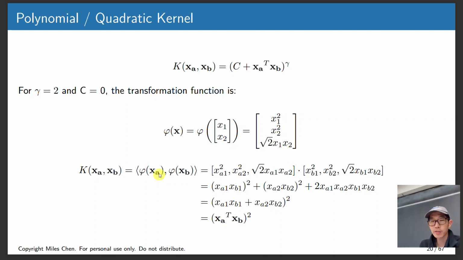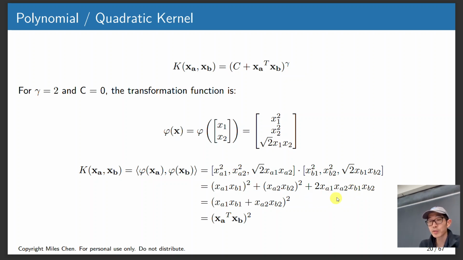Again, if you plug in xa and xb, you get xa1 squared, xa2 squared, root 2 xa1 xa2, and xb1 squared, xb2 squared, root 2 xb1 xb2. Taking the inner product, you get xa1 xb1 squared, and then xa2 xb2 quantity squared. And then the third thing multiplied together, root 2 times root 2 is 2, and then xa1 xa2 xb1 xb2.